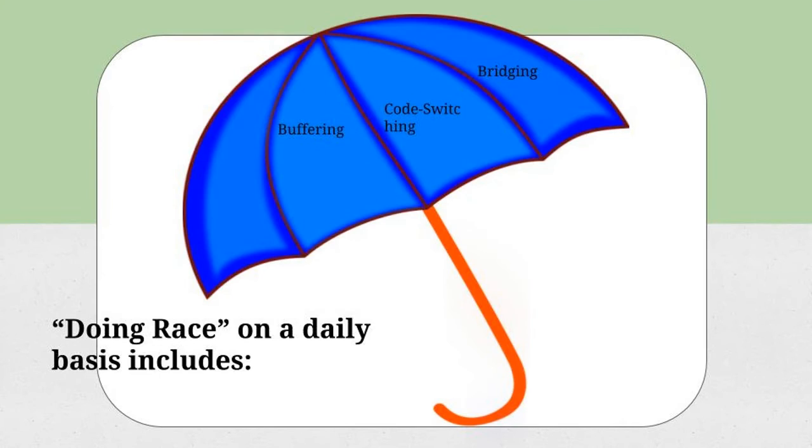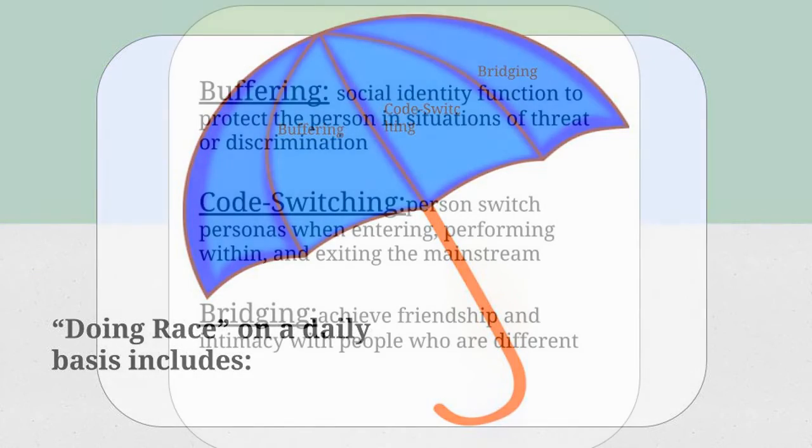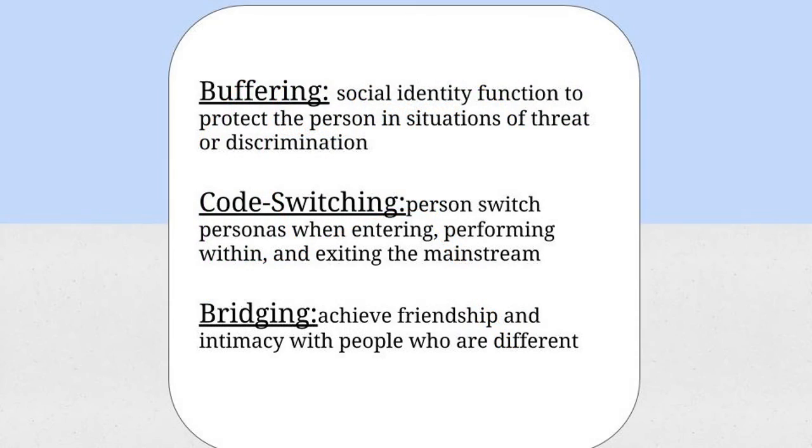Now that I have explained my own personal racial identity, I would like to continue forth and explain what doing race means and how we practice race on a daily basis, and how for many individuals that entails buffering, code switching, and bridging. So let's go into buffering, and that is defined as the social identity function that a person uses to protect themselves when they feel that they are in a scenario of threat or discrimination.